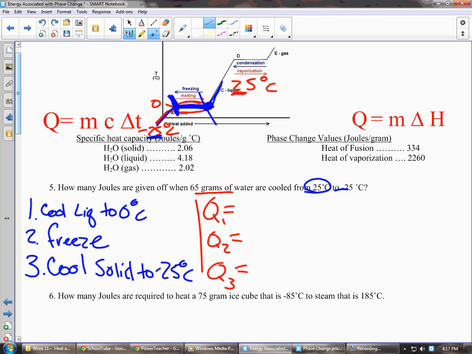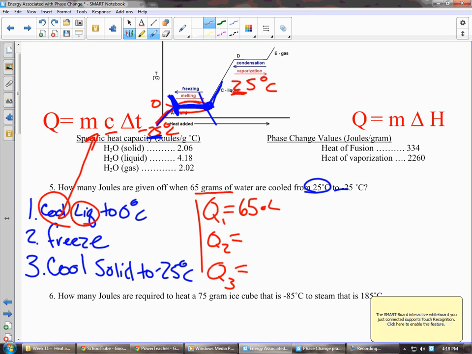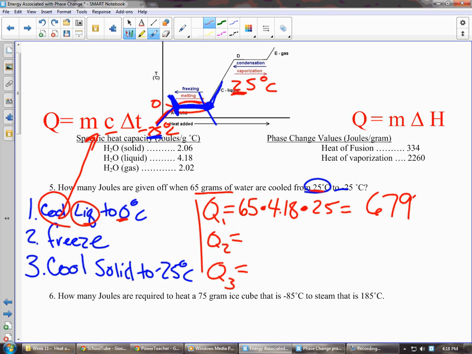So what we're going to do here, our Q1, we are cooling, so that means we're over here. So I'm going to do my M, which is 65. 65 times C, and we are a liquid, so that's our good old 4.18. And then how many degrees? We're at 25 and we're trying to get to 0, so we're going to go 25 degrees. When you multiply those, you get 6792.5 joules.